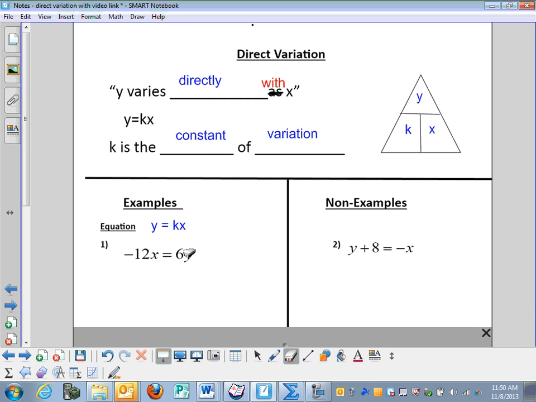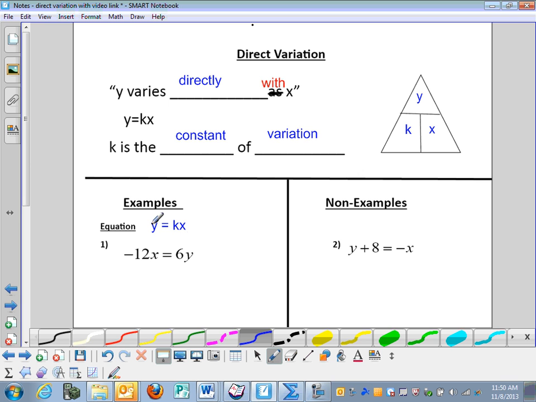On the left side, I have one that is an example of a direct variation, and on the right side, I have an example of one that is not a direct variation. So in order to determine whether the equation is a direct variation, we need to get it in the form y equals kx. So we need to solve for y.